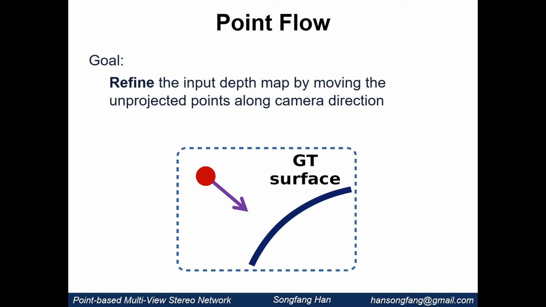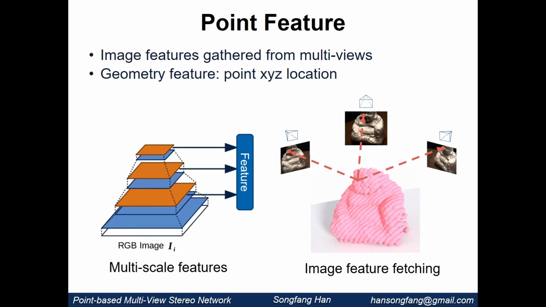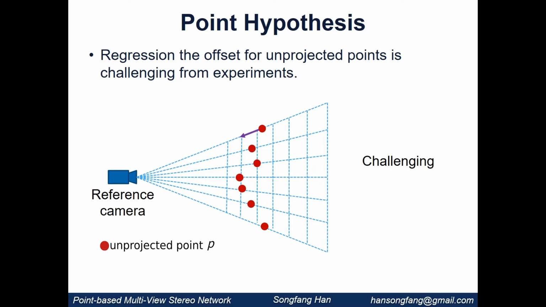Then comes our main contribution, the point flow model. The goal of the point flow model is to refine the input depth map by moving the unprojected points along camera directions. We call it point flow as we are trying to predict the offset to the ground truth surface. Then, we equip the points with image features fetched from the multiple images. Also, every point maintains its XYZ location. For the image features, we use multi-scale features for more robust feature matching. But regressing the offset for unprojected points is still challenging from our experiments.